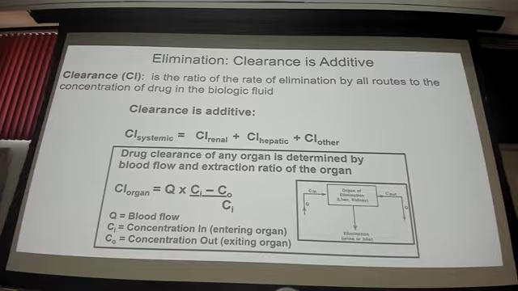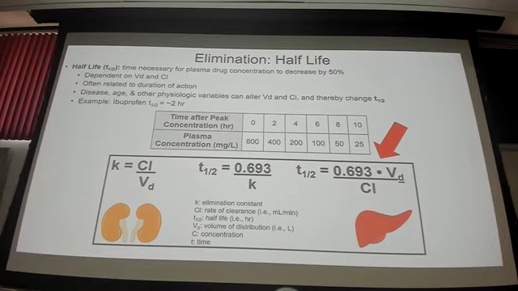The primary means is the liver, but then of course you have the kidneys and other organ systems. The total systemic clearance is based on the organ's blood flow and the efficiency of a drug being extracted from an organ. So when we look at the half-life of a drug, that is the time necessary for a drug's concentration to be decreased by half, and that is based on the volume of distribution and clearance.